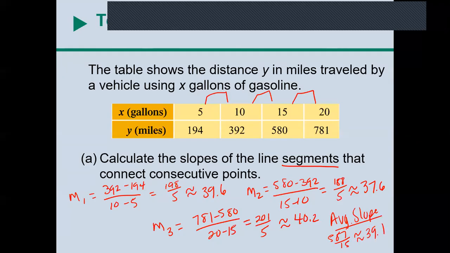That's what we're going to use to write our linear equation. The reason why we have to find the average is because they're not consistent slopes. Does that make sense? So you have to find the average of what's happening. So on average, this vehicle gets 39.1 gallons per mile. Does that make sense?